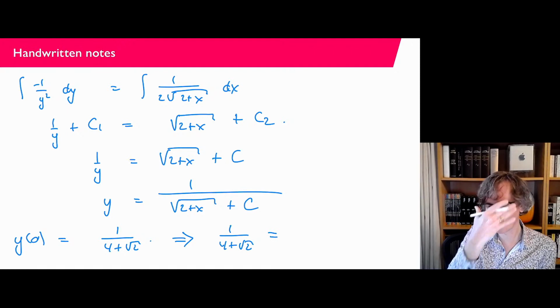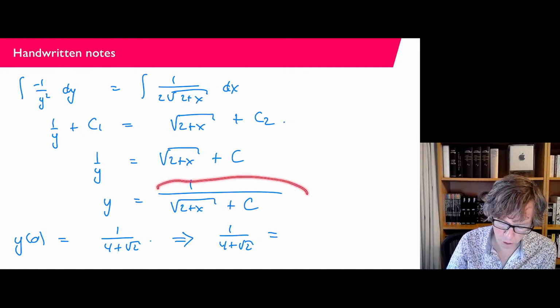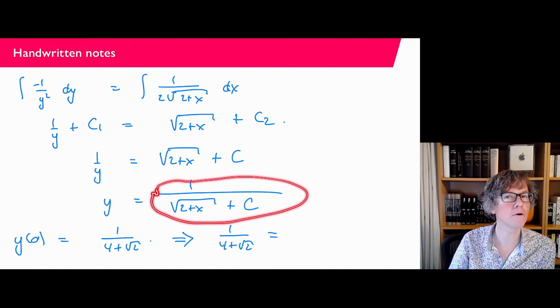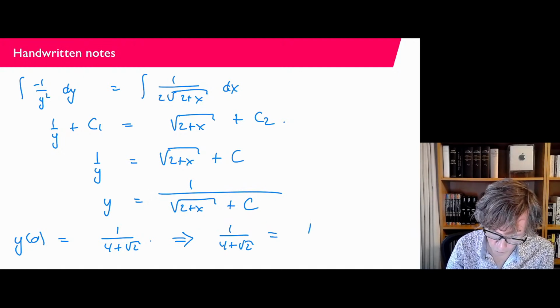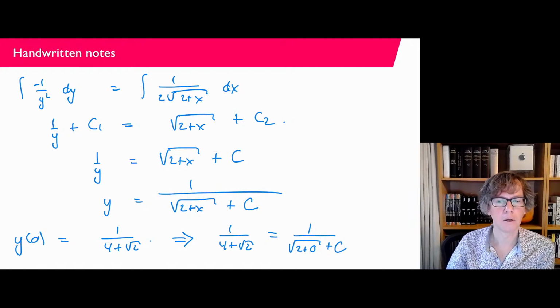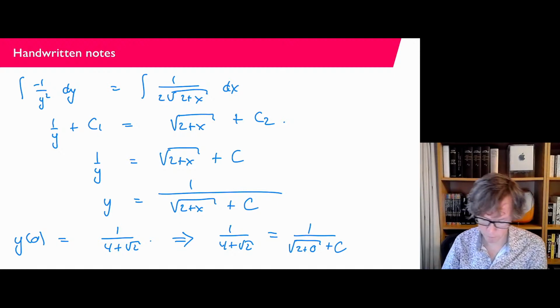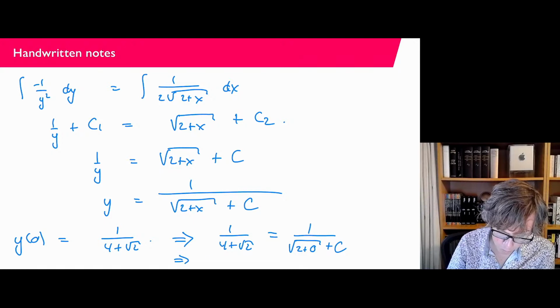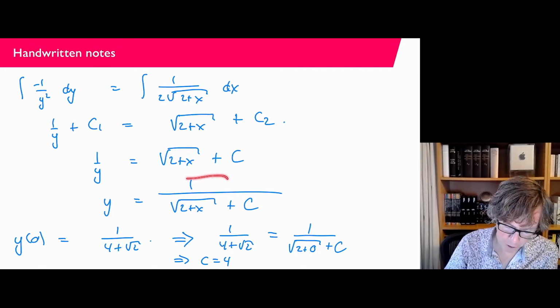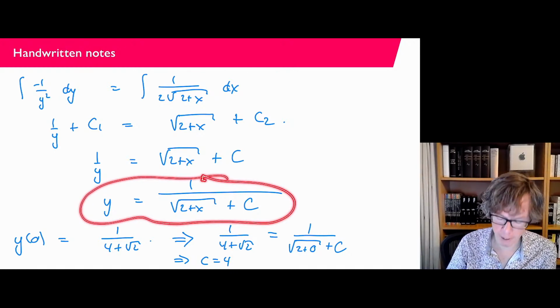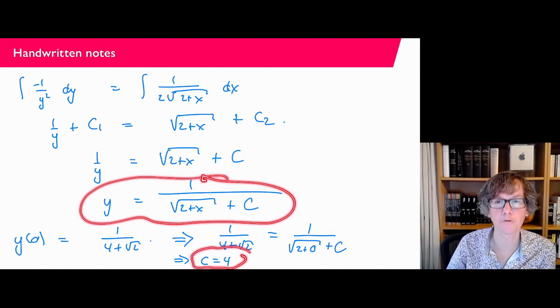And otherwise, if you look at the general solution that we have just found, if I plug in x equals 0, then you see that it should also be equal to 1 over the square root of 2 plus 0 plus c. So apparently our constant equals 4, because then the two expressions are the same. So now we have all the information we needed, because this is y as a function of x, but there was still a constant in there, and now we have also found the value of the constant.